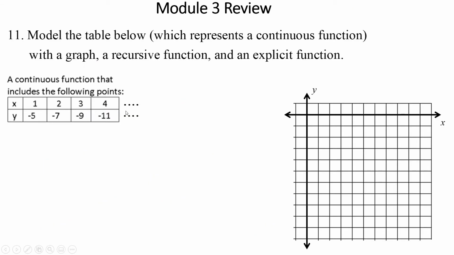Okay, this is the last problem of the review, number 11. Model the table below, which represents a continuous function, with a graph, and they give you the grid for the graph there, a recursive function, and an explicit function. So this is a review of modules 1 and 2 right here. Let's see where we are. Okay, well, you don't have to do this, but didn't we always begin all of our problems in Module 1 and Module 2 with a sequence?